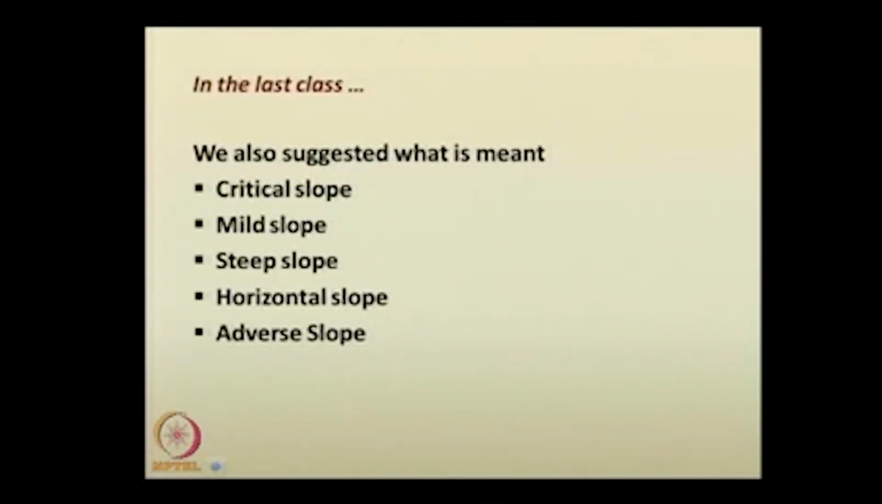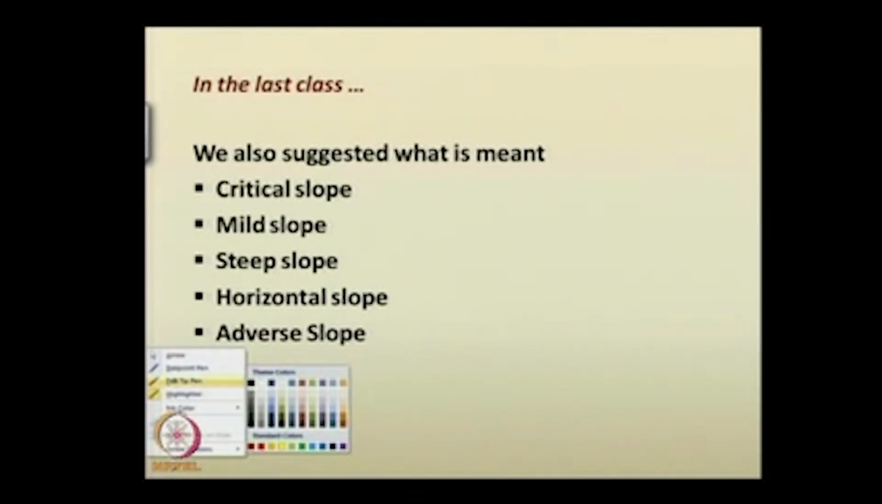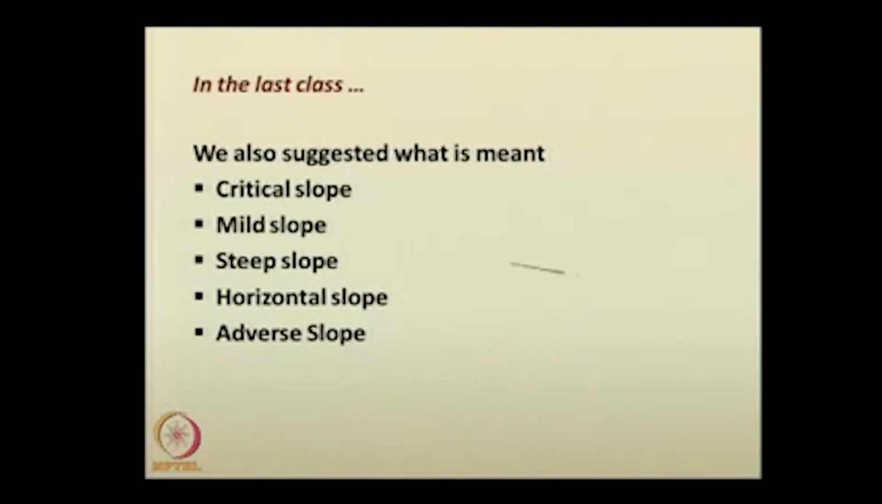We also explained what is meant by critical slope, that is, regarding the bed slope of the channel. For any channel, the bed slope can be considered a critical slope, a mild slope, a steep slope, a horizontal slope, or an adverse slope. All these things we had described in the last class.